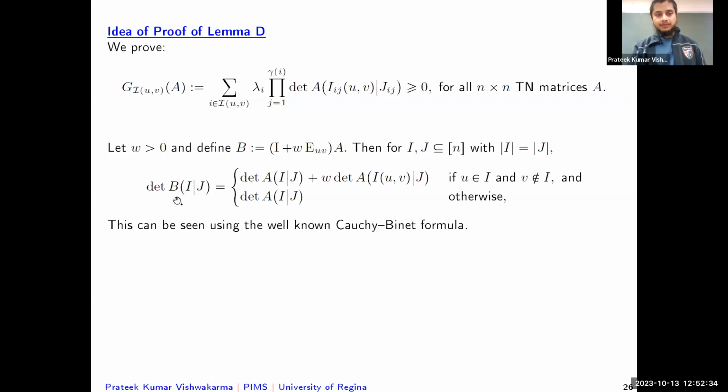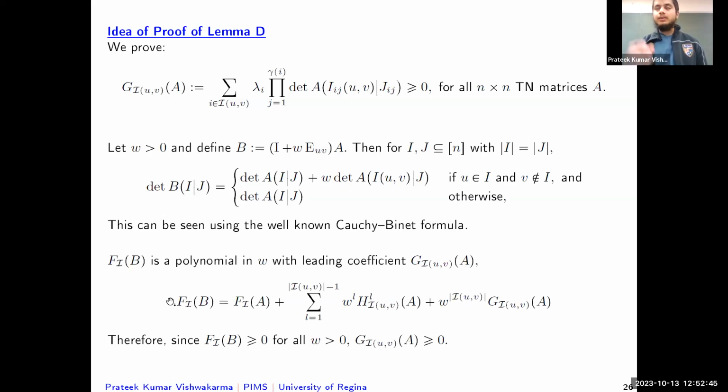Then using the well-known Cauchy-Binet formula, it's not very difficult to see that the minors of B correspond to the minors of A using these two formulas. Now, if we compute the original inequality that we had at B, then we get a polynomial in W in which the leading coefficient is this expression that we want to prove is an inequality. Now, because the original inequality is non-negative, this polynomial in W has to be non-negative, which means the leading coefficient has to be non-negative. And that's the proof for the lemma that we saw earlier.